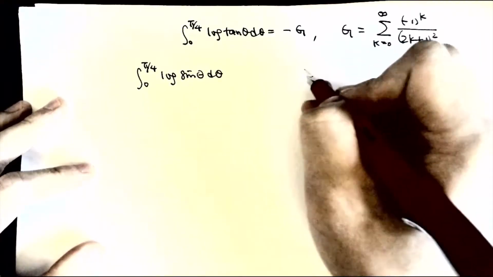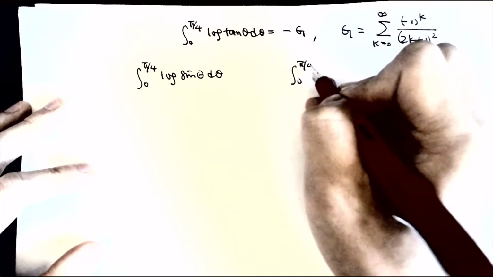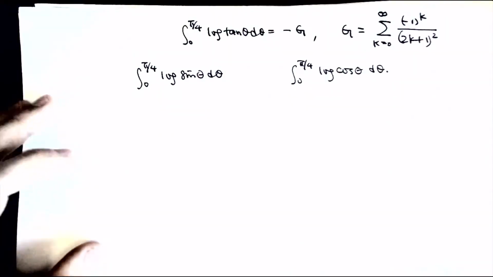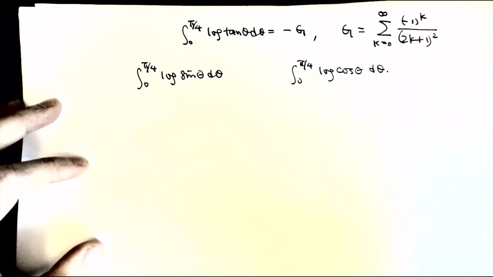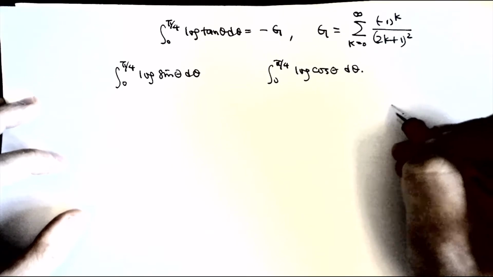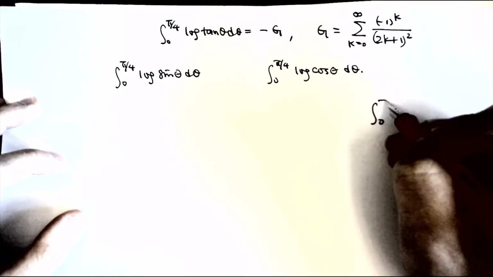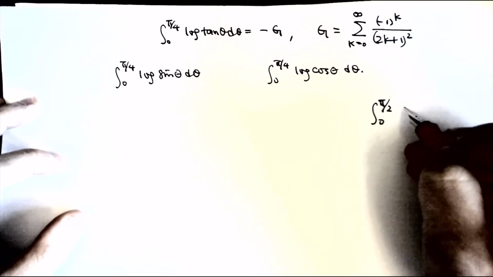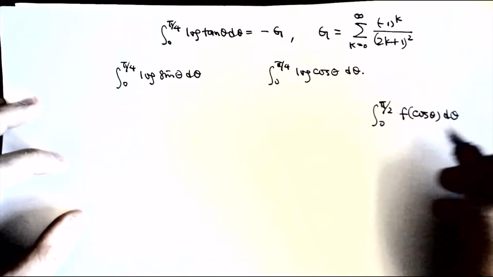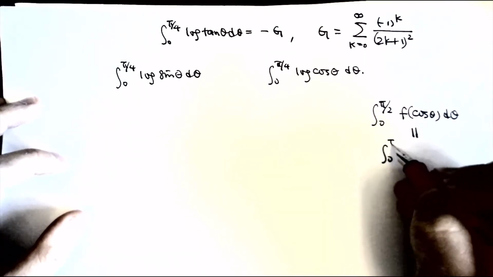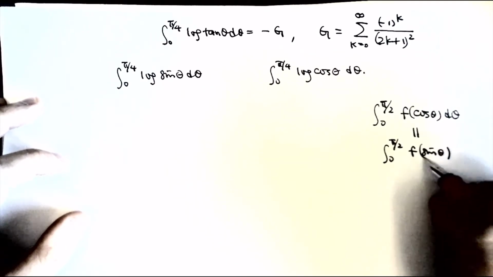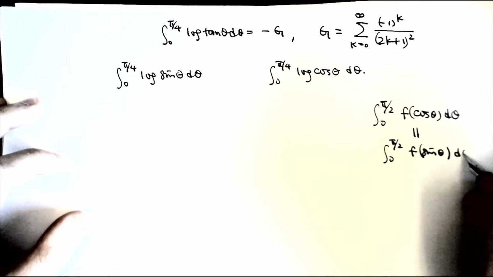The log of sine and the log of cosine theta here. In video number 2, we have a very useful tool for the integral from 0 to pi over 2 of a function of cosine theta d theta, which can be converted into the same interval with the same function, but with the argument changed to sine theta.